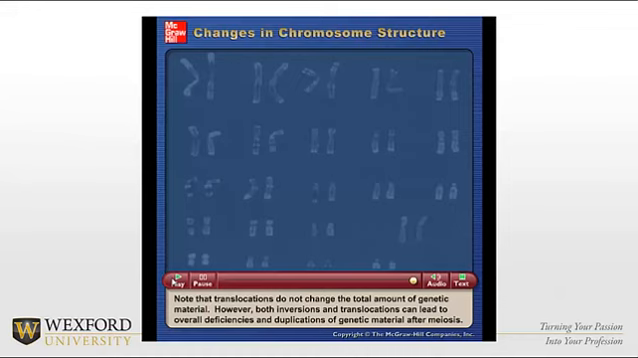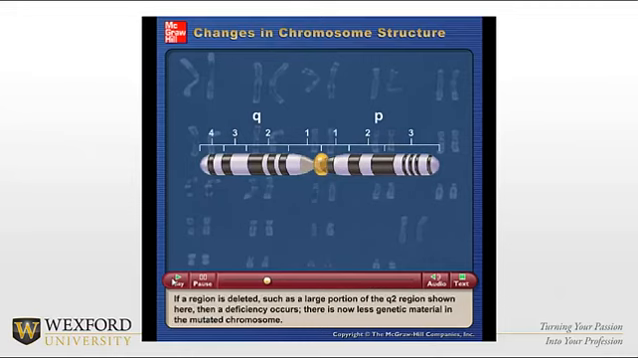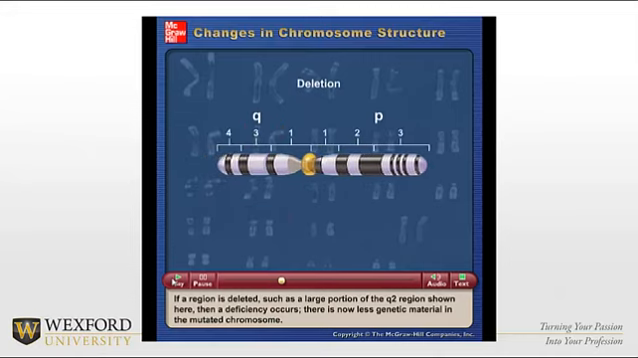And here's a summary of kind of all of those various changes in chromosome structure. A chromosomal mutation is a substantial change in the structure of a chromosome or chromosomes. One way that this can occur is by a deletion or a duplication within one chromosome. In the chromosome shown here, the longer arm is labeled Q and the shorter arm is labeled P. Regions are designated with numbers. If a region is deleted, such as a large portion of the Q2 region shown here, then a deficiency occurs. There is now less genetic material in the mutated chromosome.